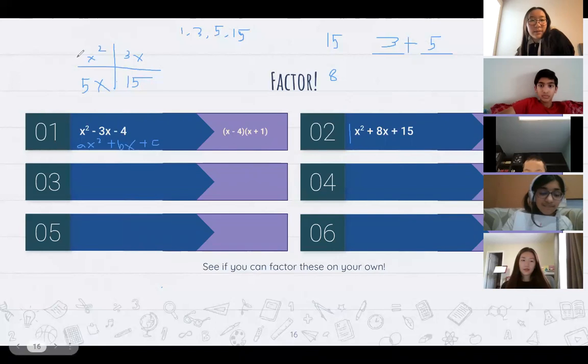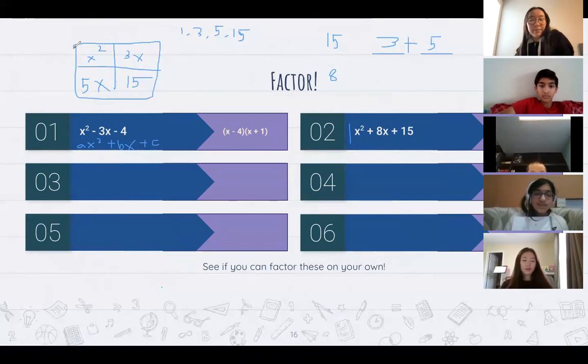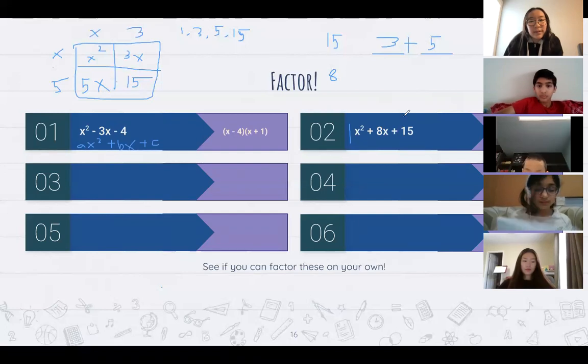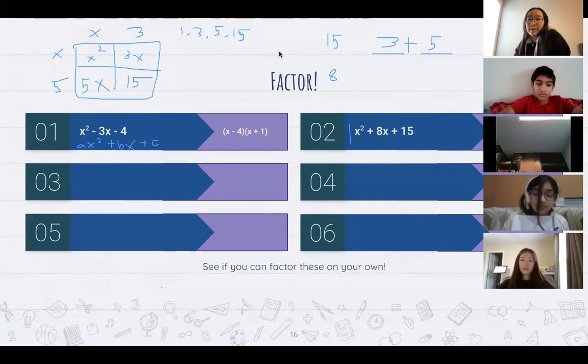And I'm sure all of you remember the next step here would just be to find the greatest common factors. So we have x, and then 5, and then x, and then 3. And our final answer will be x plus 5 times x plus 3. So good job, guys.